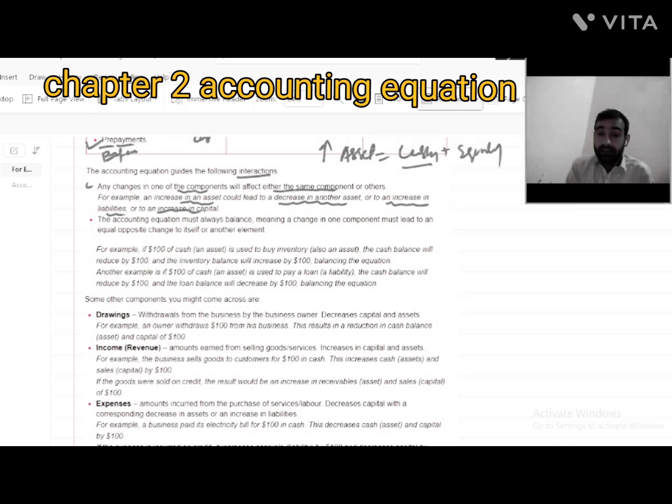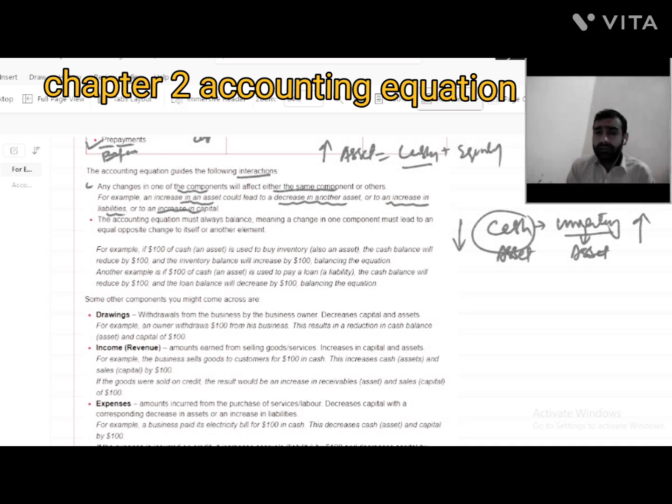And if you are using cash for purchasing inventory, cash is also an asset, inventory is also an asset. Now if you are spending cash to purchase this, it means that you are decreasing the cash and increasing the asset. In another case, an increase in one asset could lead to a decrease in another asset. This is the first case. You see here, an increase in the inventory can decrease another asset.